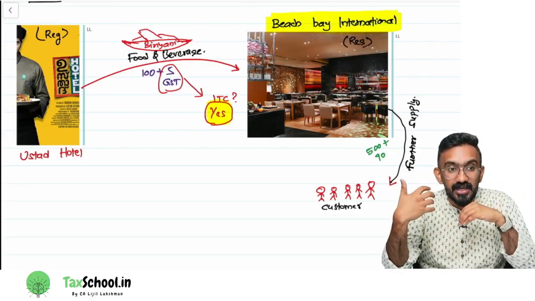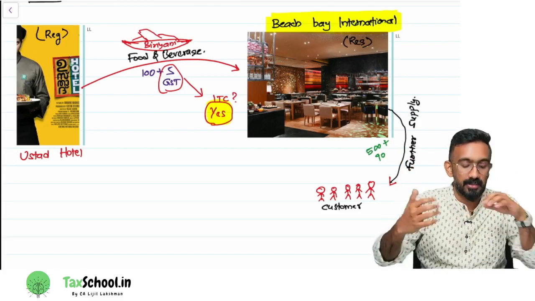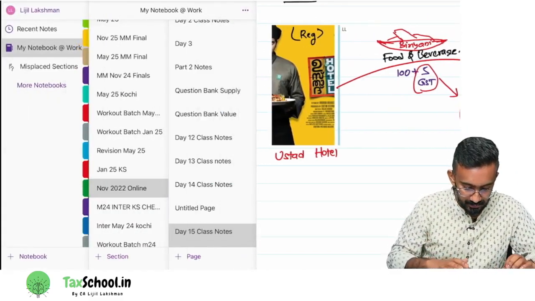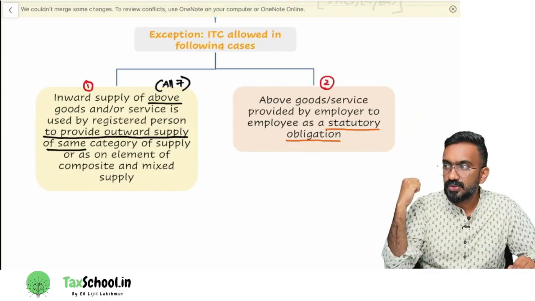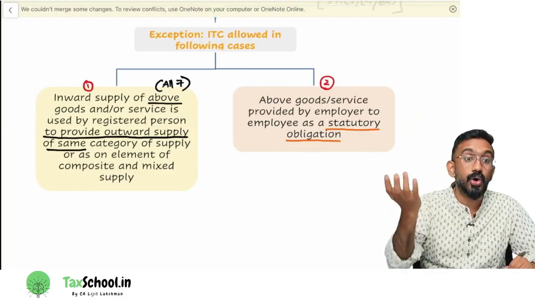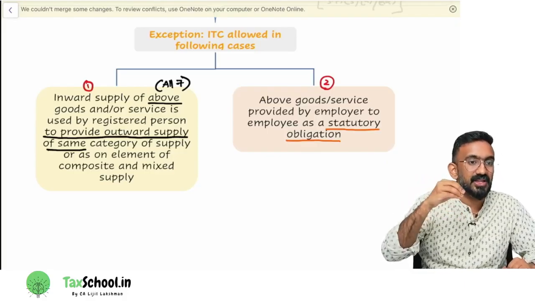They are making inward supply of food and beverage to make outward supply of the same. That is the first exception: inward supply of the above goods or services for outward supply of the same, or as an element of composite mixed supply. We'll give you another example for that.